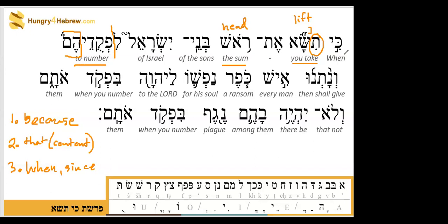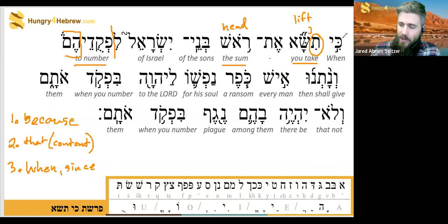So this is where David messed up when he took a census and did not follow this. This is where it's saying that he has to give a pay for the census, basically. There is an example where David took a census and he shouldn't have, and his general told him not to. And when David pushed him, he begrudgingly completed the census, even though he didn't finish it. And that's what David was punished for.